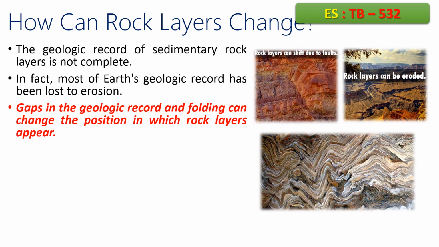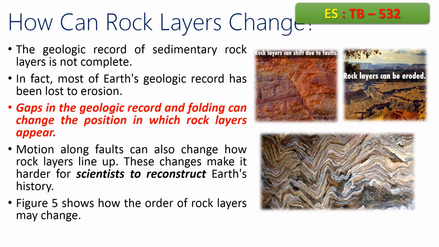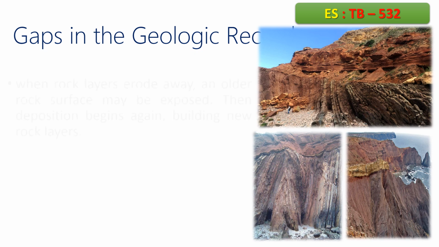Look at the diagram. Rock layers can shift due to faults. Rock layers can be changed due to erosion. Motion along faults can also change how rock layers line up. These changes make it harder for scientists to reconstruct Earth's history. The diagrams show how the order of rock layers may change. Gaps in the geologic record.